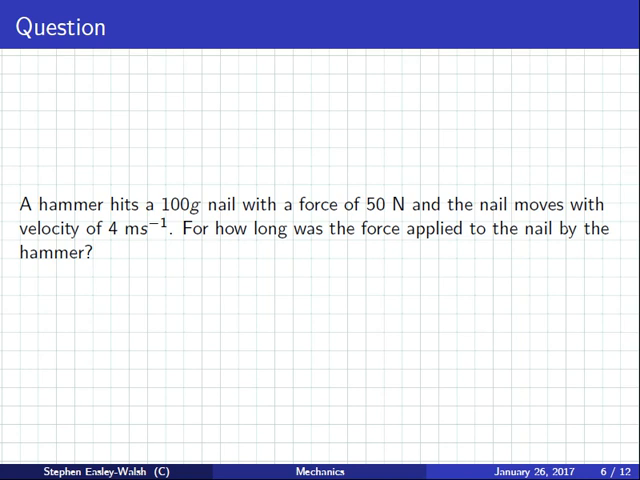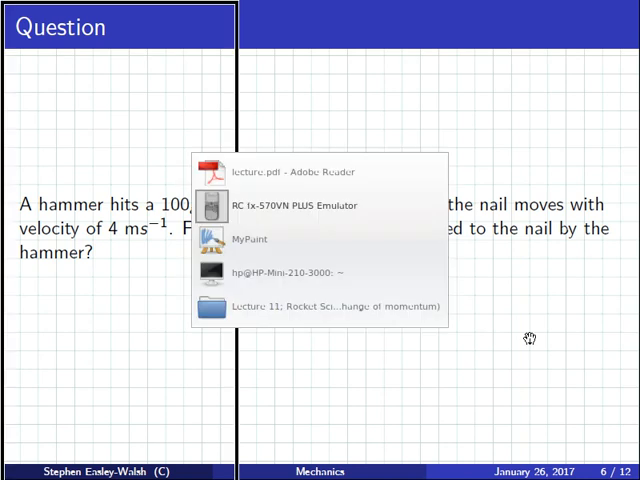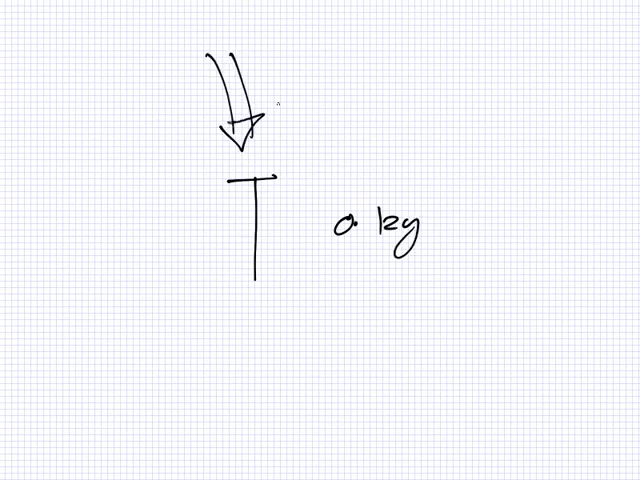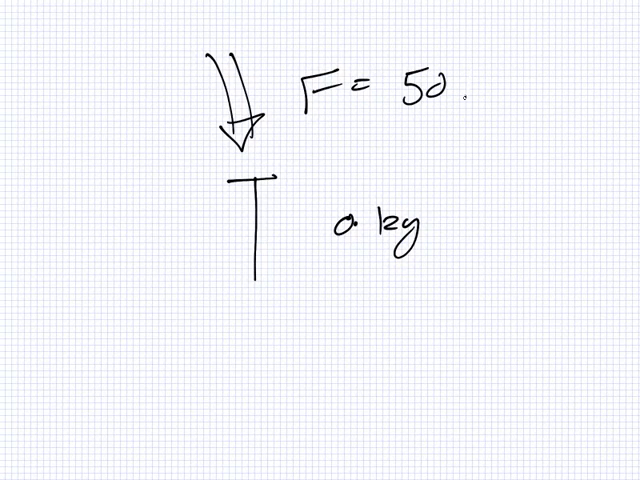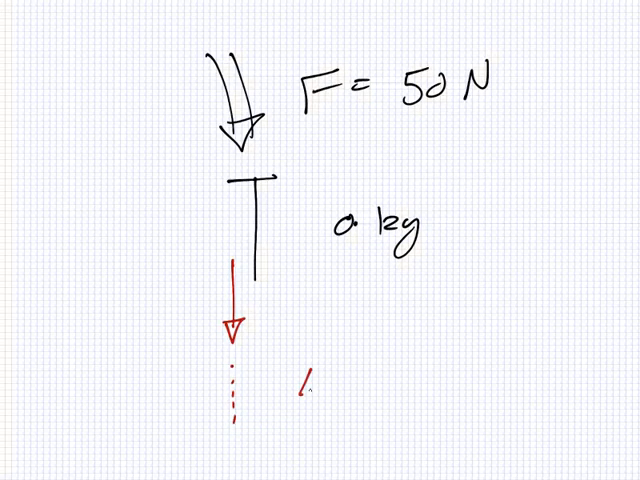I'll do it in one moment. This one's a little bit harder. I can draw the picture if you want. What you have is you have a nail, and the nail is 0.1 kilograms, and then a hammer applies a force, and the force is 50 newtons. And as a result, it causes the nail to start to move downwards with 4 meters per second.